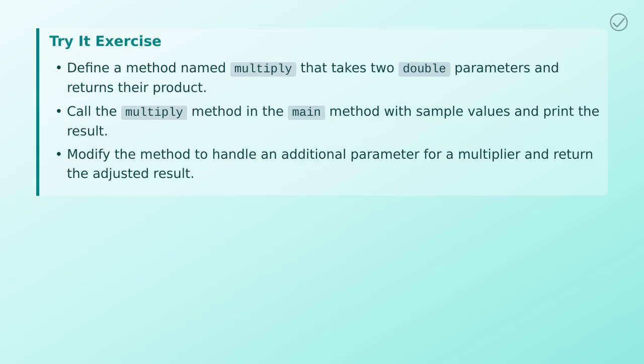Alright, your turn. Give this a try. First, define a method named multiply that takes two double parameters and returns their product. Next, call the multiply method in the main method with sample values and print the result. Also, modify the method to handle an additional parameter for a multiplier and return the adjusted result.